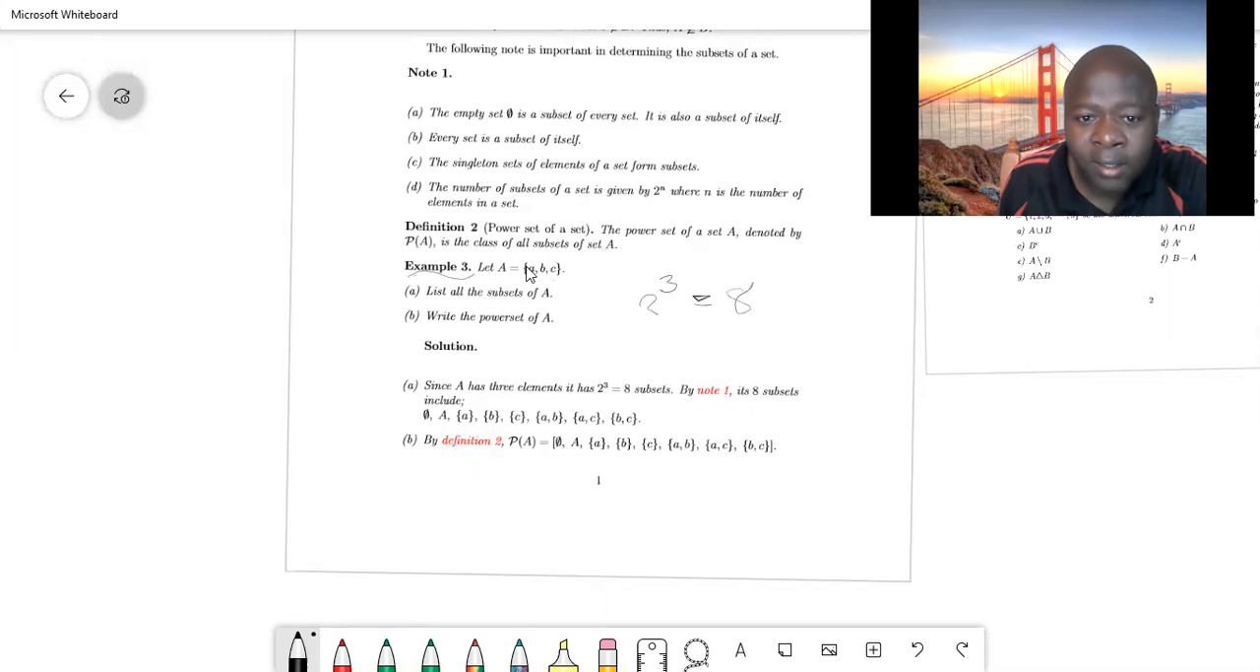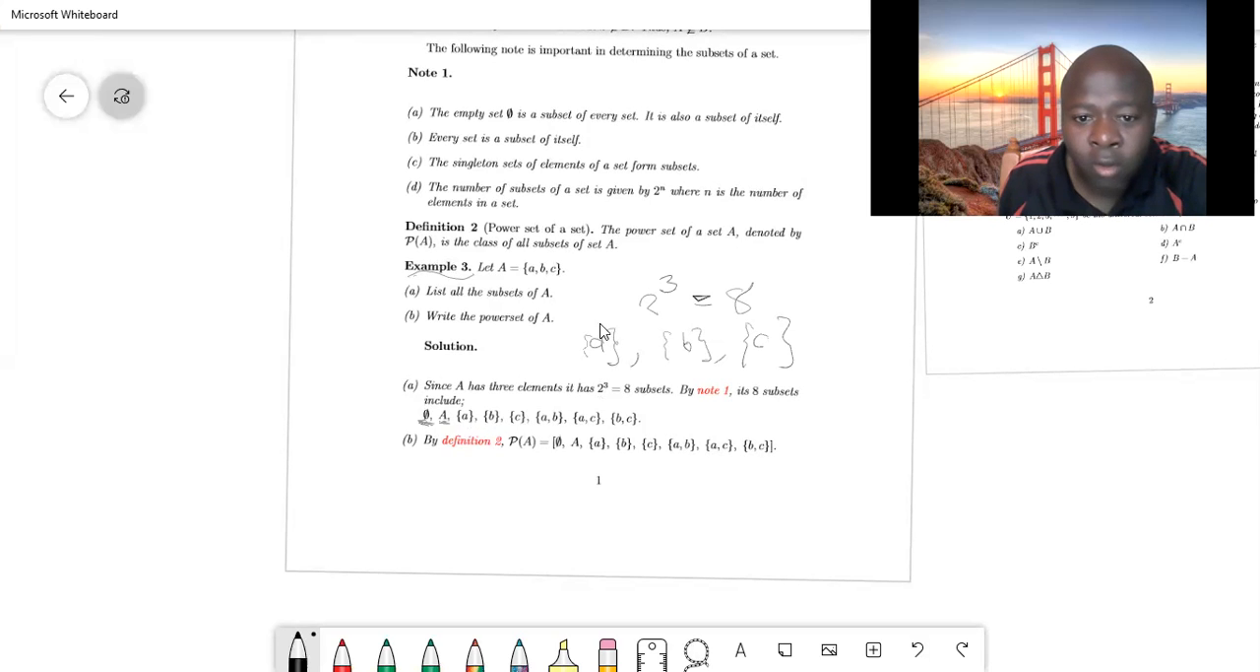For the first subset, we've already said that the empty set is a subset of every set, so I'm listing the empty set. The other subset will be the set A itself. Then the singleton sets will make subsets. So the singleton set {a} will make a subset, the singleton set {b} will make a subset, and the singleton set {c} will also make a subset. That's what you see here: I have a, b, c as singleton sets.